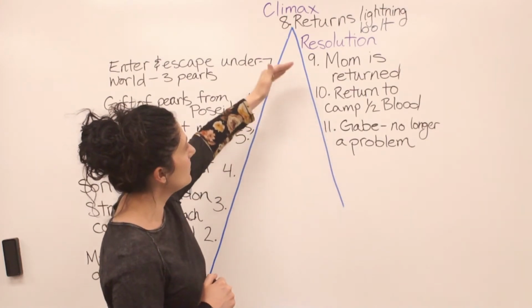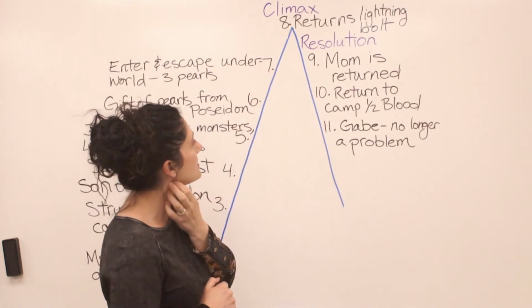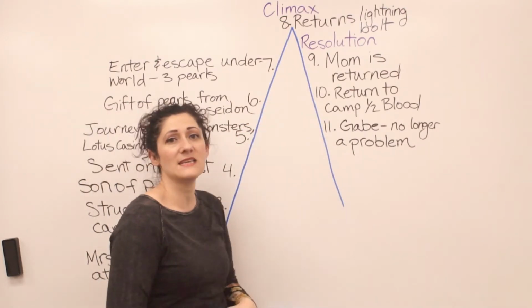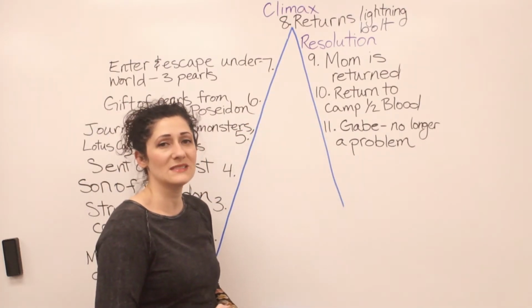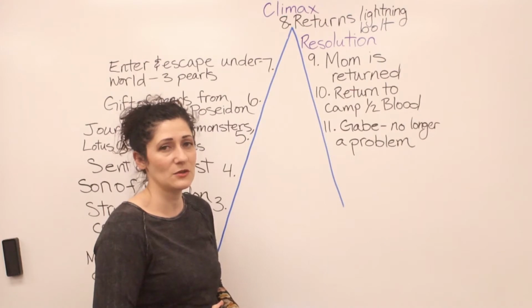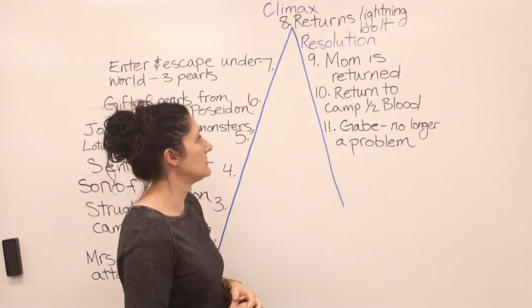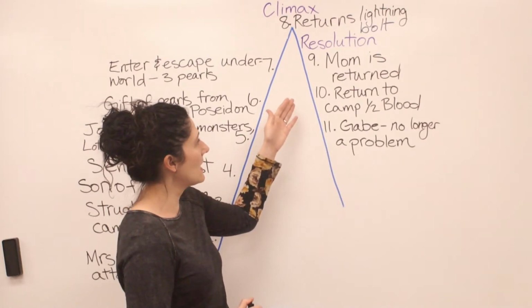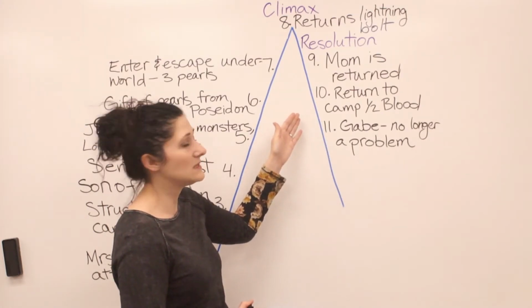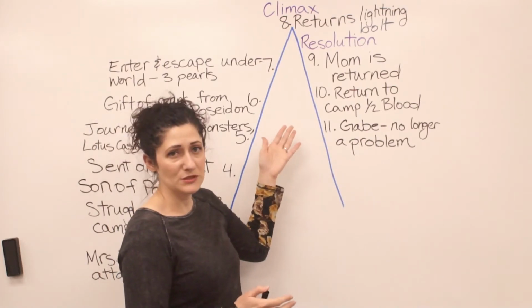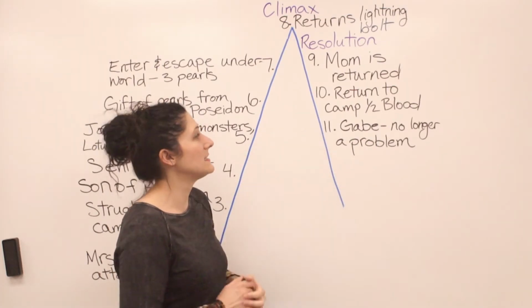So coming down, the action starts to fall. Percy's mom is returned. Hades has his helm. He knows that Percy was not the thief that stole from him or Zeus, and the mom's returned. So Percy has his mom, then he knows he's free to continue on and not keep searching for her, and he goes back to Camp Half-Blood.